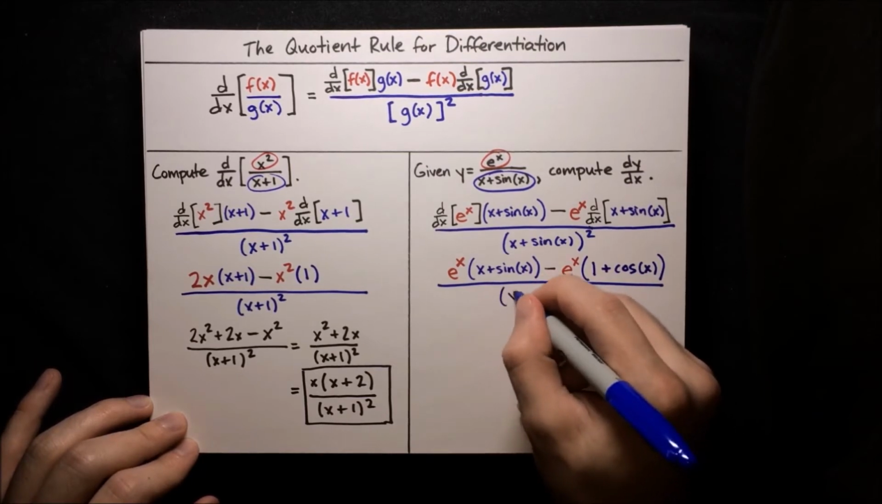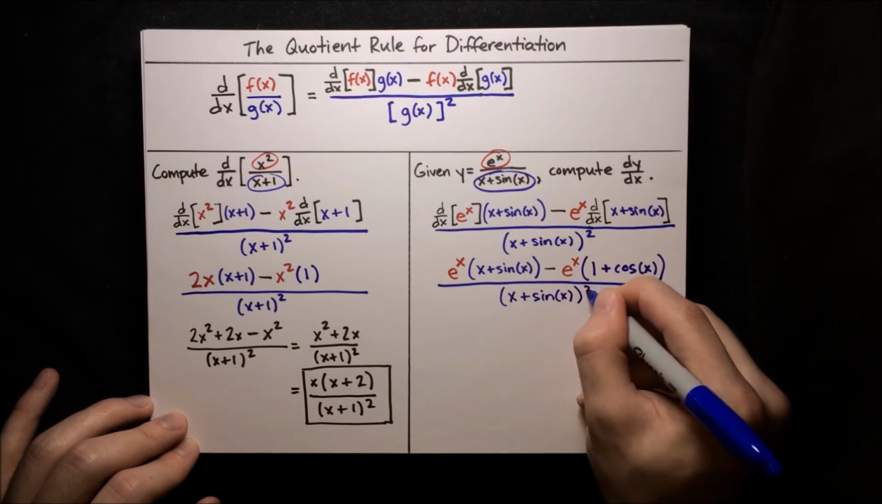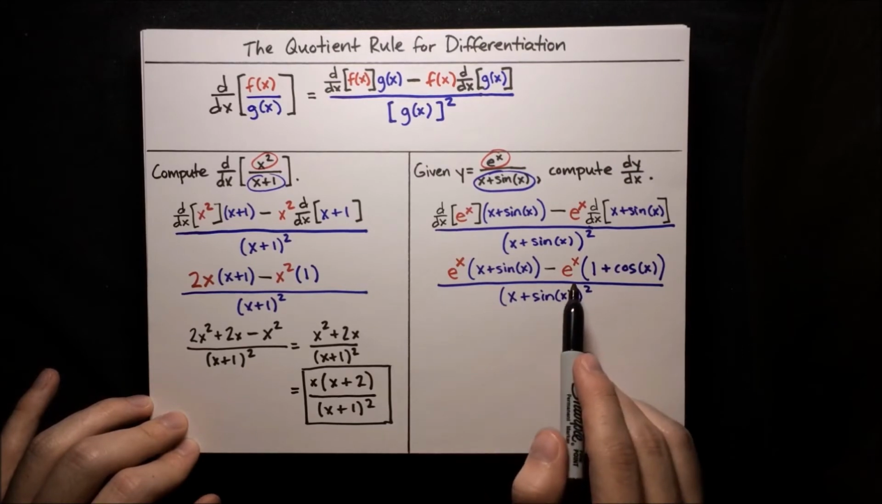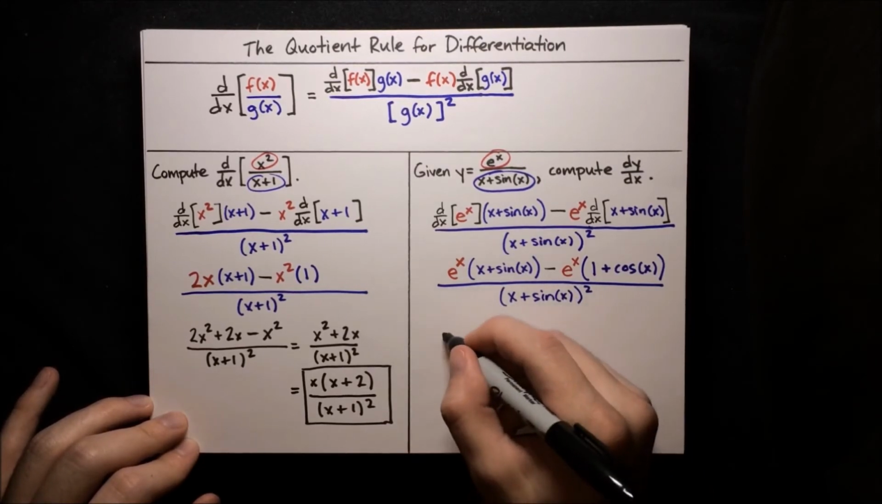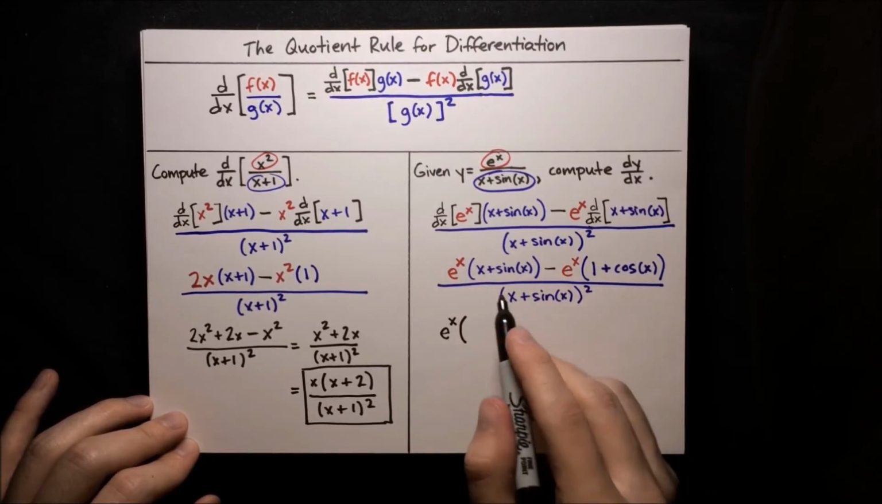And that's all over x plus sine x squared. Now let's try to factor the numerator as much as we can. We see there's an e to the x in both of the terms here, so we'll just go ahead and pull out an e to the x, and then it's multiplying all these terms.